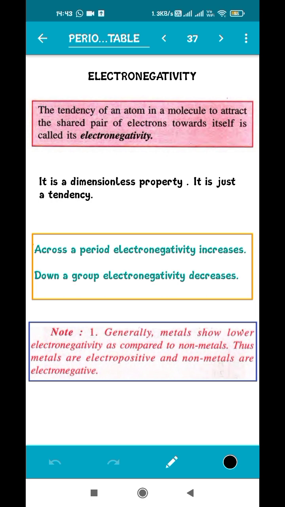Across a period and down a group, the same thing happens just like the previous two cases. Across a period, electronegativity increases because electronegativity is especially a property of non-metals, so as we move towards non-metals, it will obviously increase. Down a group, electronegativity will decrease. Generally, metals have lower electronegativity and non-metals have higher electronegativity. Therefore, we say that non-metals are electronegative, but metals are electropositive. The topics which you have studied in lower classes will now become much clearer. So electronegativity is generally a tendency of non-metals only.